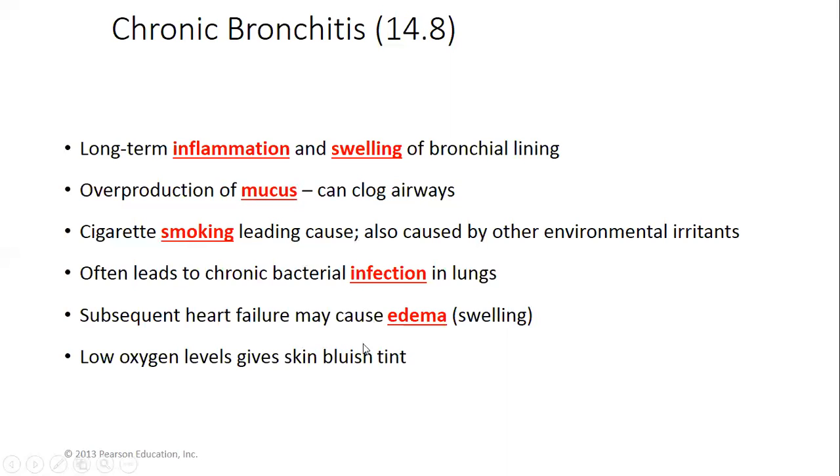And that can also lead to swelling in the thoracic cavity, which can cause problems with the heart, and even cause problems with gas exchange, which leads to low oxygen levels in the arterial blood, which leads to a bluish tint in the skin.